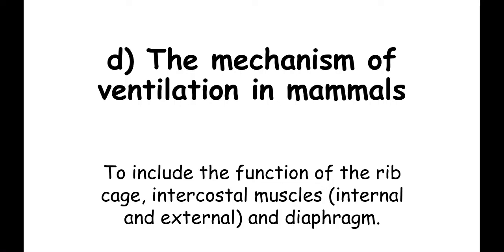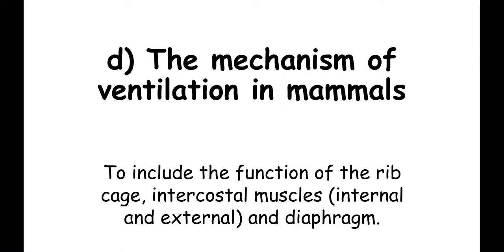Biologists, this session we're going to take a look at ventilation within mammals. So we need to make sure that when we're talking about ventilation, which is breathing in mammals, we're talking about the rib cage, intercostal muscles, internal and external, and the diaphragm. At GCSE, you might have just been taught about the intercostal muscles on their own, but now we need to know about internal and external.